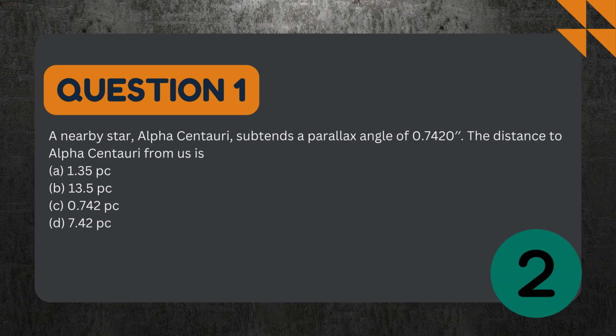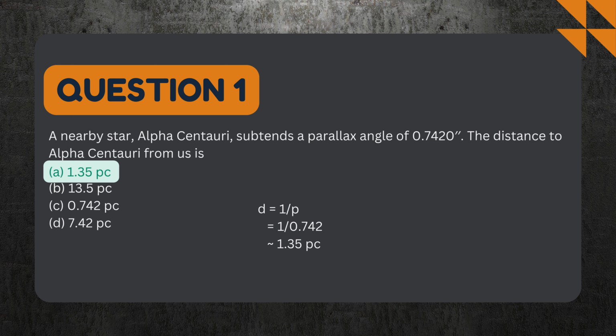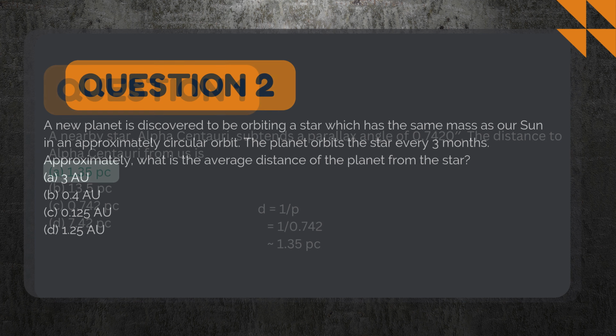The distance to a star in parsecs is the reciprocal of its parallax in arcseconds. Using the formula distance equals 1 divided by the parallax, we have distance is equal to 1 divided by 0.742, which equals approximately 1.35 parsec. Remember, a smaller parallax means a larger distance, so stars farther away appear to shift less against the background.